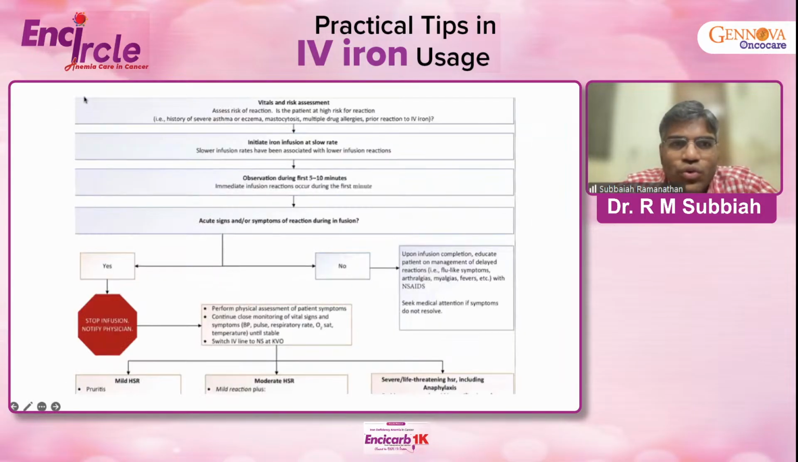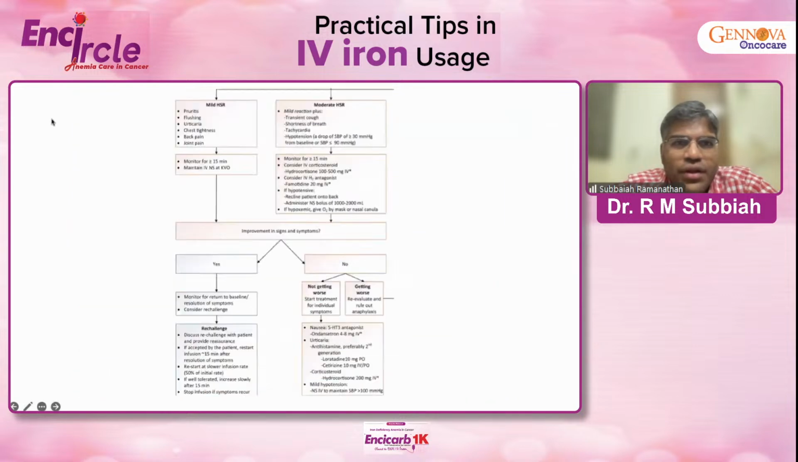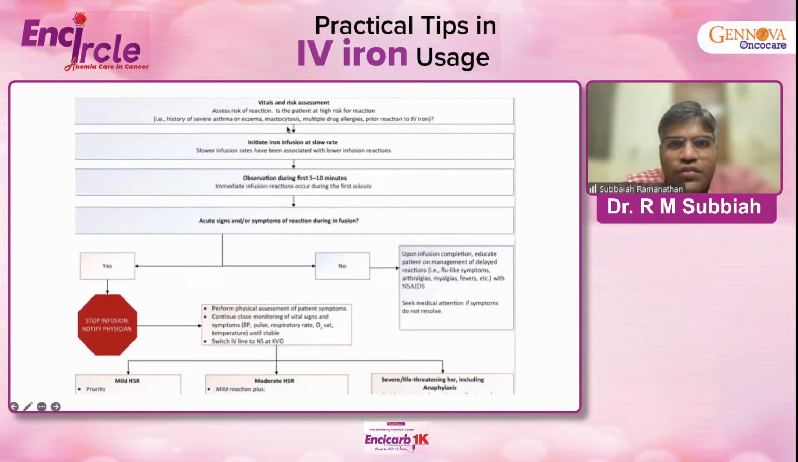And so whenever you get a reaction, assess the risk of the reaction, see whether the patient is prone for high risk. Examples would be an underlying severe asthma or an underlying eczema or atopic dermatitis, mastocytosis on treatment, multiple drug allergies in the past for sulfonamides, penicillins, and prior reactions to any IV antibiotics or IV iron. So those are the high risk individuals. Those are the scenarios where you would pre-medicate the patient. Otherwise, you need not pre-medicate. And in those scenarios, you start at a slow infusion rate.